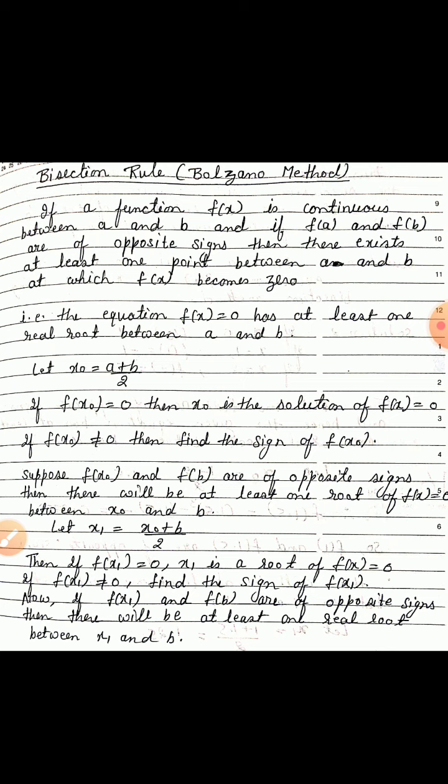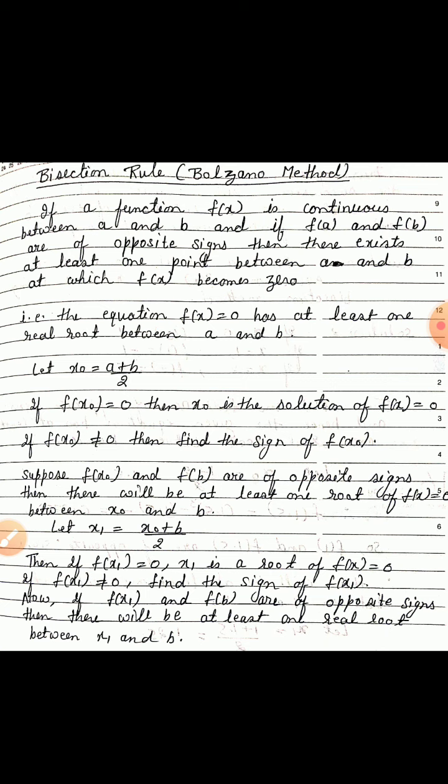If a function f(x) is continuous between a and b, and if f(a) and f(b) are of opposite signs, we have to find the values of f(a) and f(b). If f(a) is positive and f(b) is negative, that means they are of opposite signs. Then there exists at least one point between a and b at which f(x) becomes 0. That is, the equation f(x) equal to 0 has at least one real root between a and b.